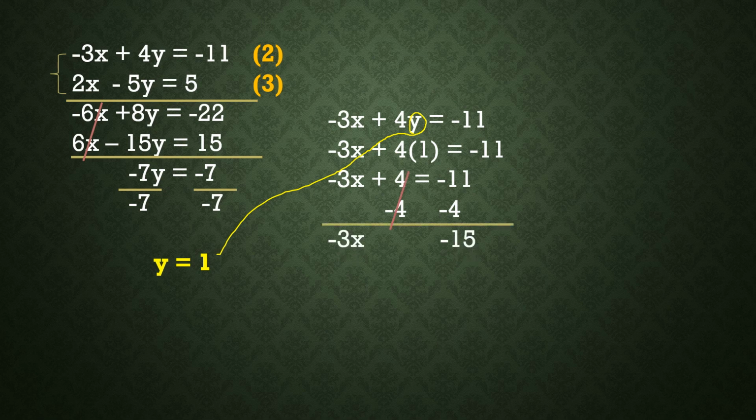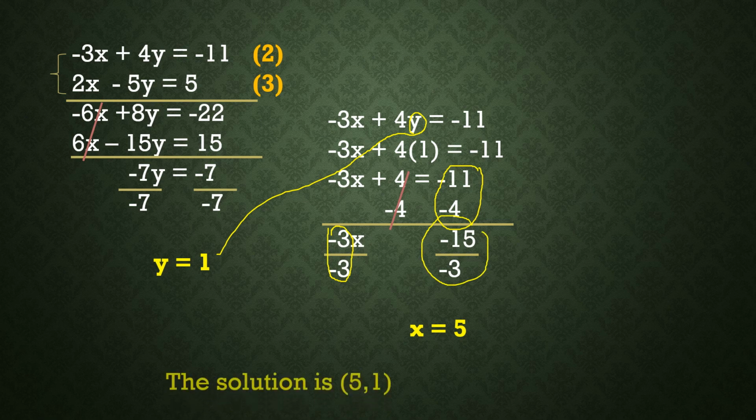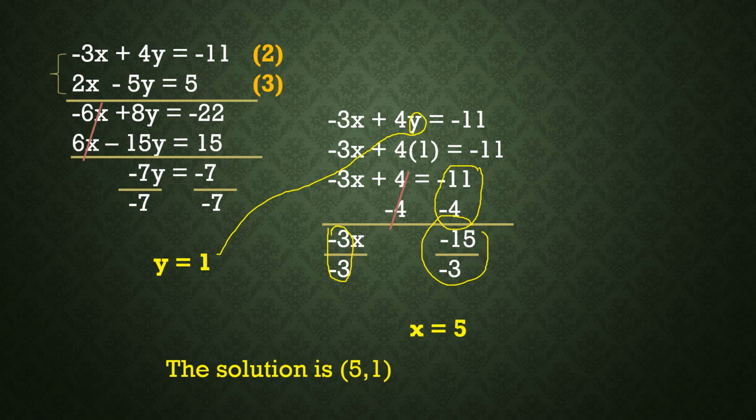The result will be negative 3x equals negative 15. So negative 15 is from negative 11 and negative 4. Then we divide both sides by negative 3. So we have negative 3 divided by negative 3, that's positive 1x equals 5. Because we have negative 15 divided by negative 3. So the solution is 5, 1.